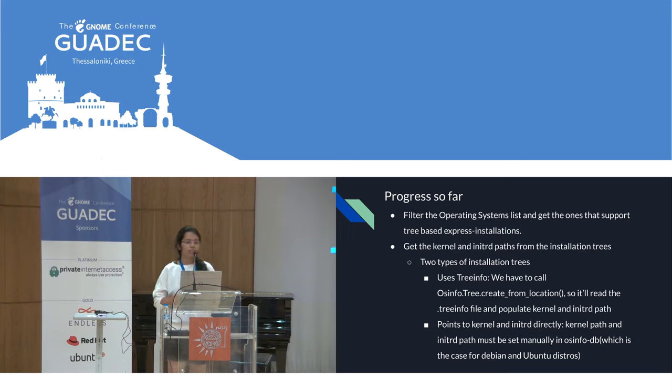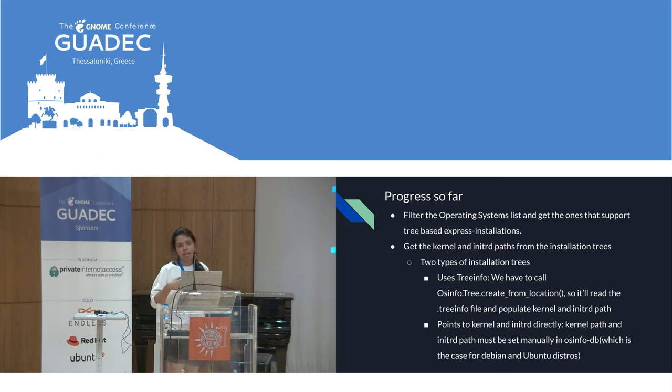Okay, so the progress made so far. We have identified the operating systems that would support tree-based express installations out of all the operating systems. Currently there are around 18 of them, and we have gotten the kernel and initrd paths from the installation trees for those operating systems.